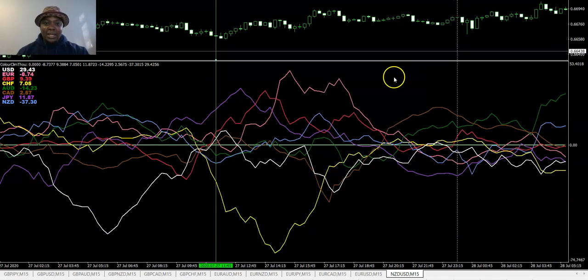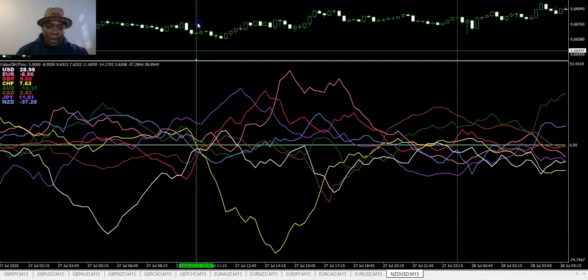Let's look at yesterday. Yesterday's trade was pretty much simple as well. In fact, you could have taken two trades. Yes, two trades. I can see two trades here.